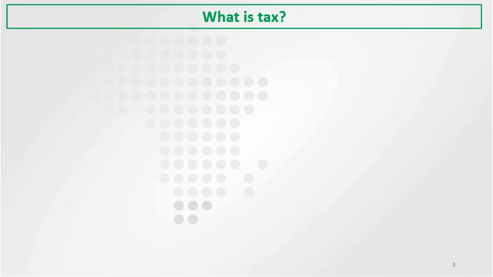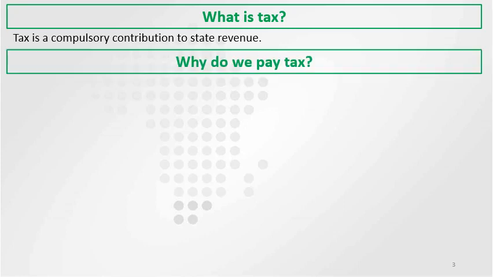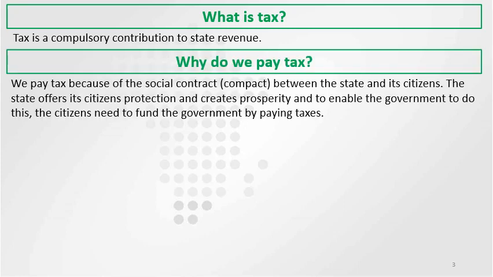The first question that you would wonder about is, what is tax? Now, tax is defined as a compulsory contribution to state revenue. And then the big question is, why do we pay tax? We definitely do not pay tax because we want to. We pay tax because there's a social contract between the state and its citizens. The state offers its citizens protection and creates prosperity. And to enable the state or the government to do this, the citizens need to fund the government by paying taxes.